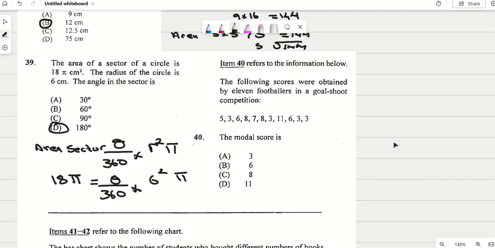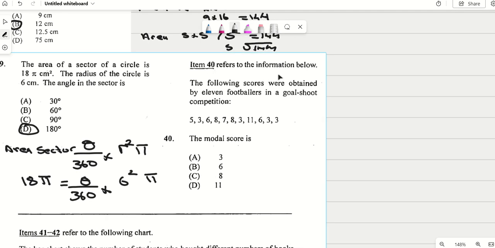Right, number 40. Item 40 refers to the information below. The following scores were given by 11 footballers in a goal shoot competition. What is the modal score? Meaning, what is the most popular score? Right, we see 5, it only had one set of 5. It has 2 sets of 6, 2 sets of 8, 1 set of 7, and a whole set of 3. We see 3 about 4 times, so the modal score would be 3.